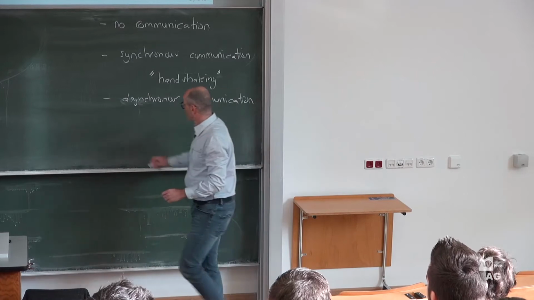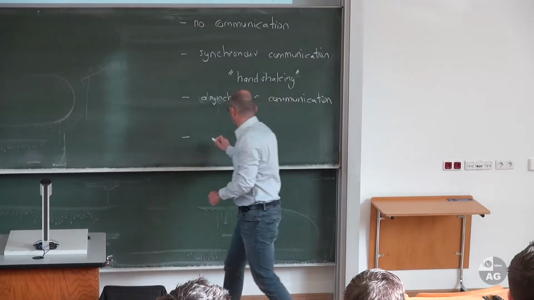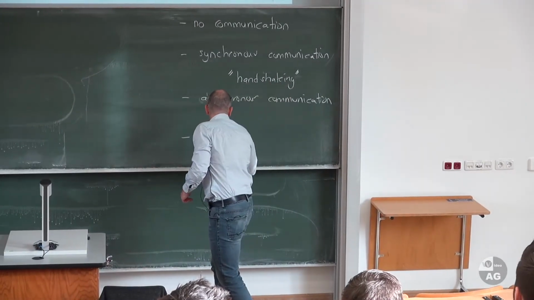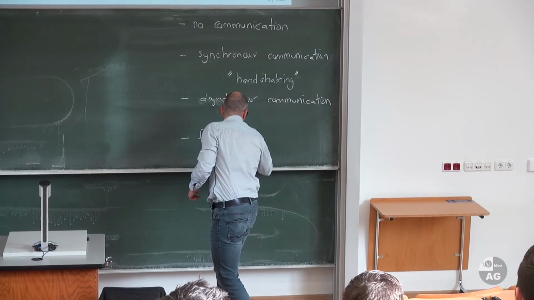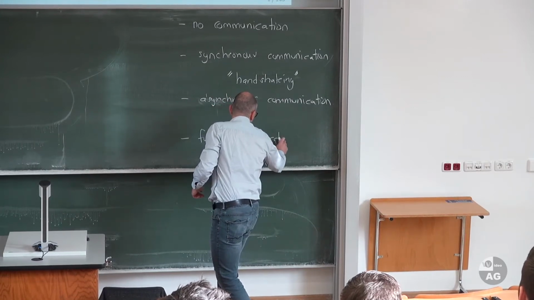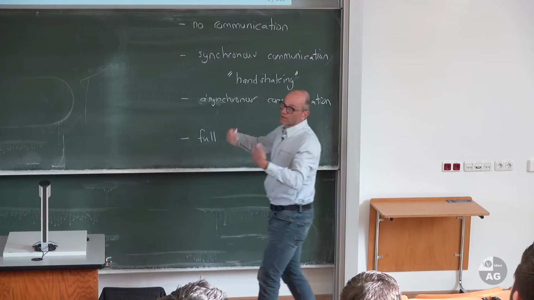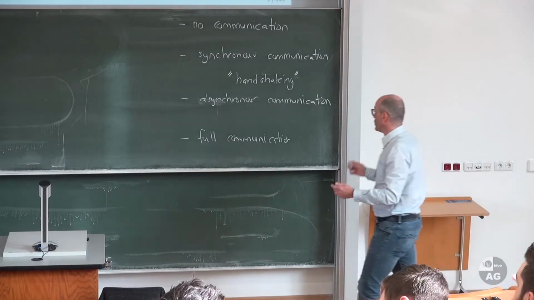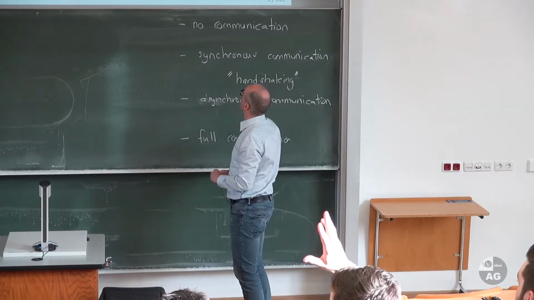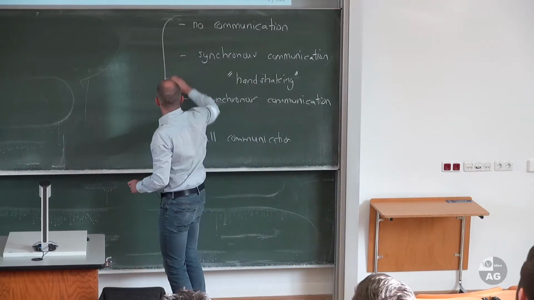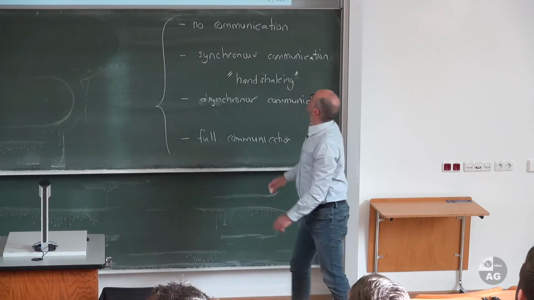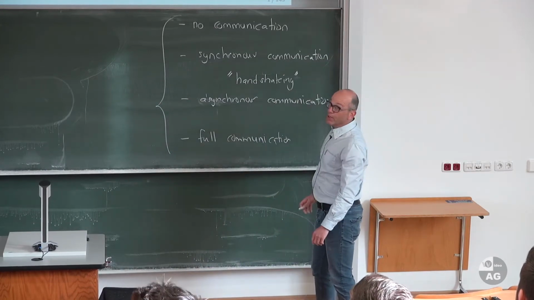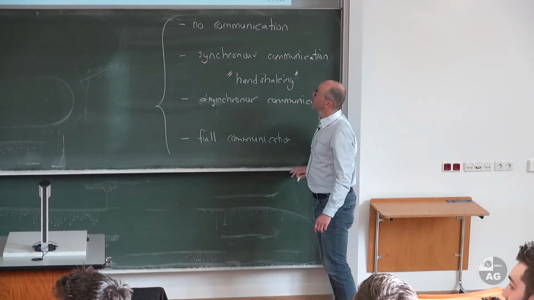And then there is a fourth one, which is full communication, or full synchronization. Two threads can only progress if they do everything together. So that's a kind of full version of the synchronous communication. Good. So this all is about describing systems in such a way, P1 up to Pn.